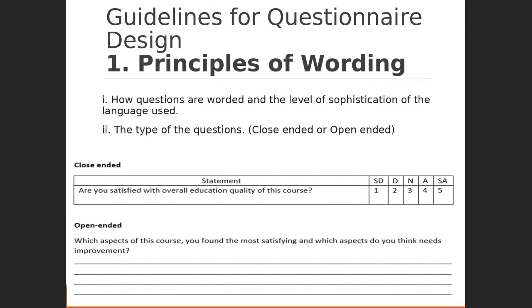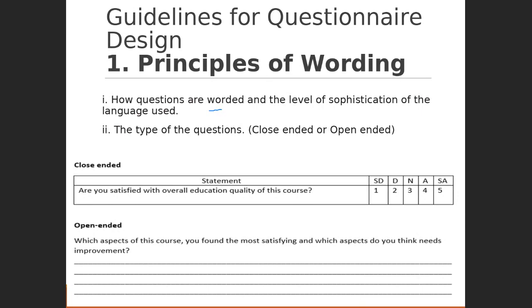So the first important guideline is regarding the principles of wording. Your questions should be worded in very simple language. The language used should not be sophisticated. The language of the questionnaire should approximate the level of understanding of your respondents, especially when your populations do not understand the language of the questionnaire.